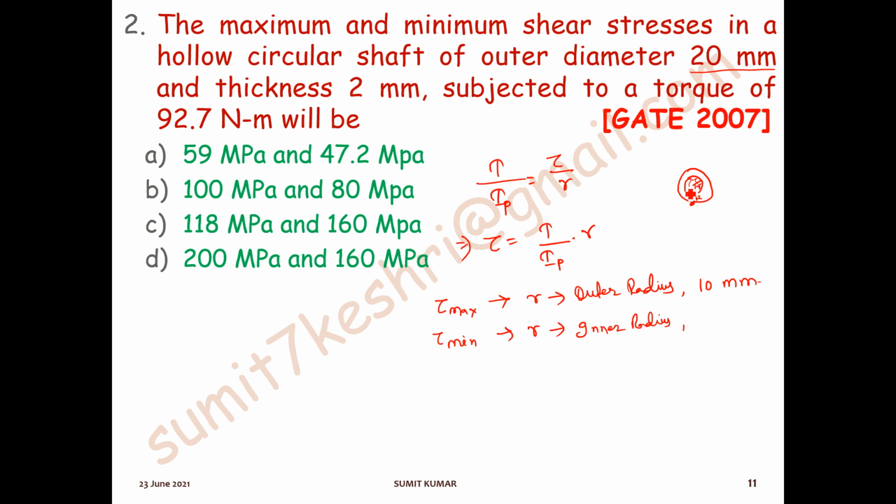And what is the value of inner radius here? The diameter is 20 mm and the thickness is 2 mm. So we can write this radius as 8 mm.